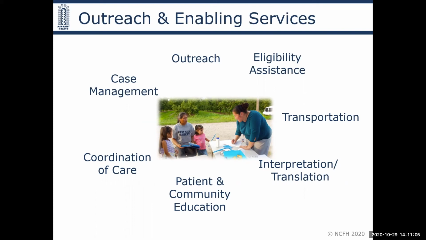And outreach and enabling services are important. In fact, they're critical, especially for the migratory and seasonal ag worker population. They help increase access to care for this population. So as we discussed earlier, ag workers face many challenges in accessing primary health care services due to the hours they work, the lack of transportation, etc. So these are services that health centers can provide to help ensure ag worker families have access to primary health care services and facilitate access to comprehensive health and social services.